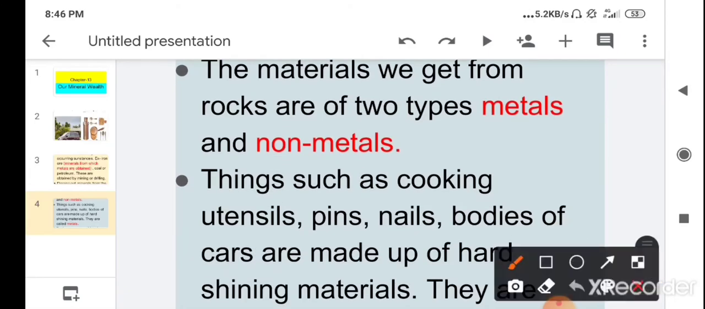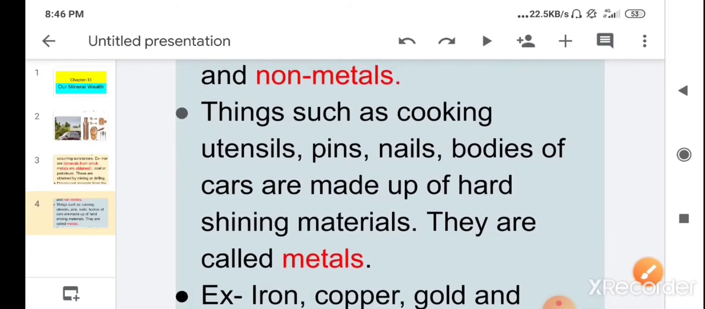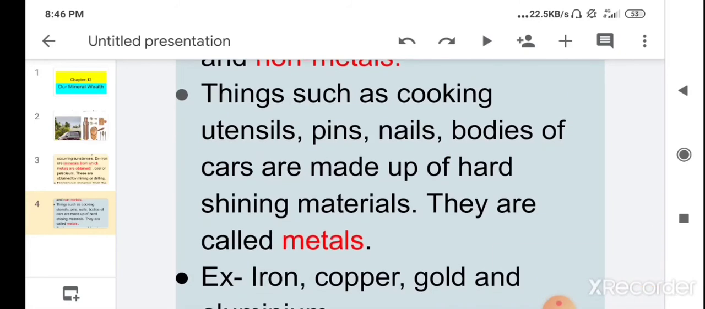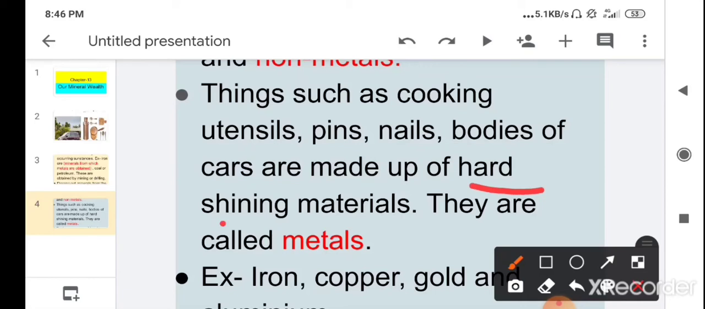Children, things such as cooking utensils, pins, nails and the body of a car are made of hard, shining material. The hard, shining material is called metal. So metals are hard and shiny. The material which is hard and shiny is called metal.